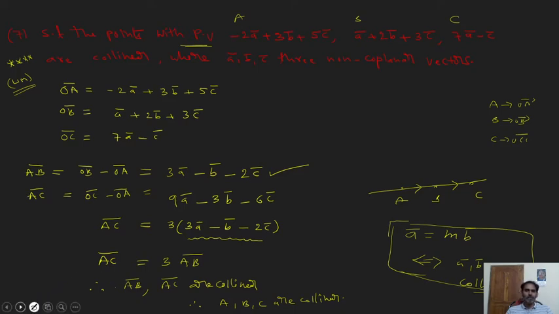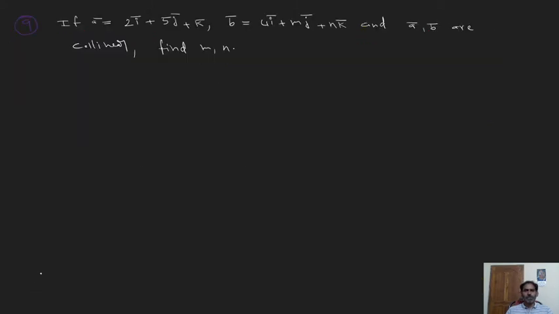Right. Next. Very important 2 marks bit problem, 2 marks. Most important: A bar given, B bar given, A bar, B bar are collinear, find M, N.